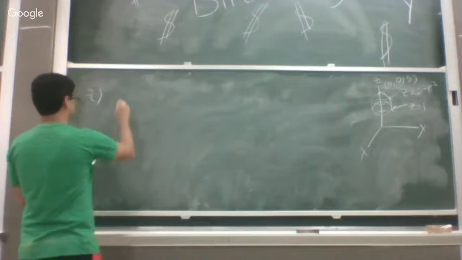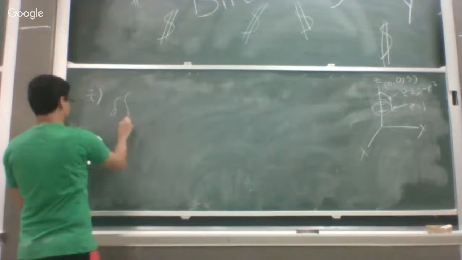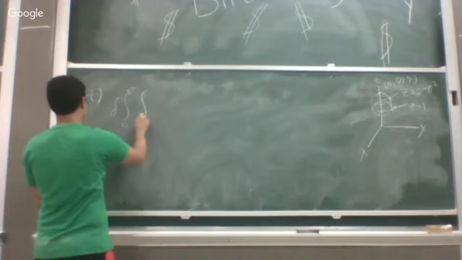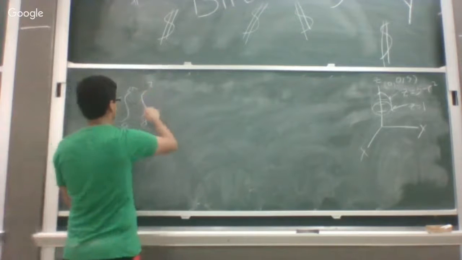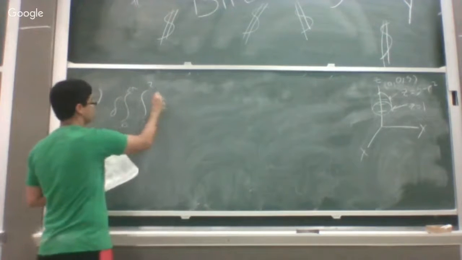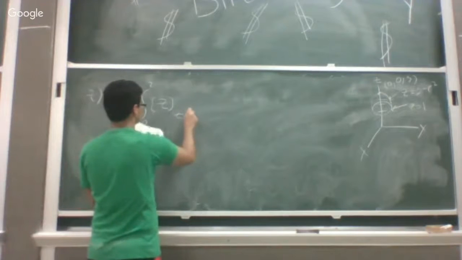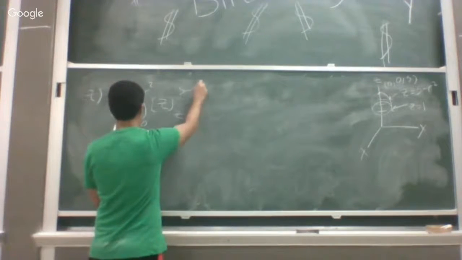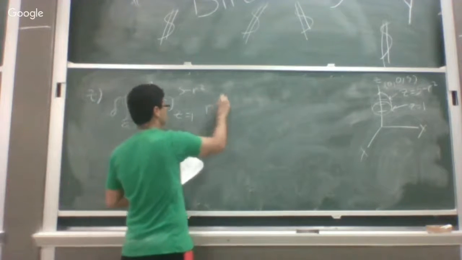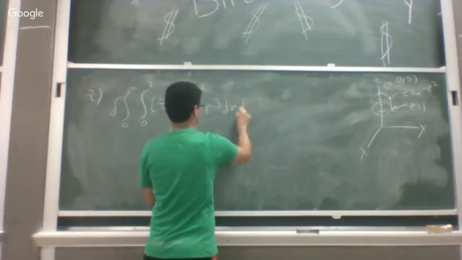So we have density times 0 to 2 pi. From 0 to 2, that's the limits for r. And then we have z, which we took the integral of dz. That's going from z equal to 1 to 5 minus r squared times r cubed dr d theta.